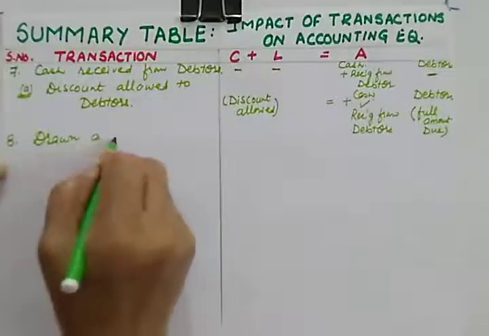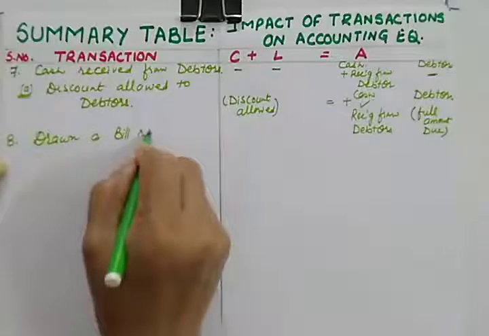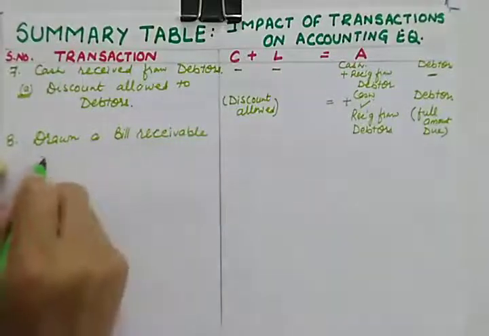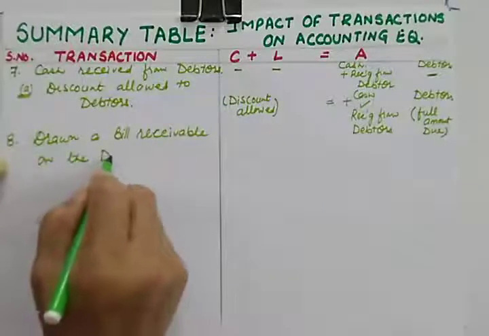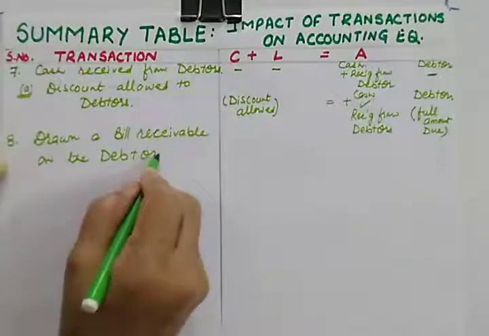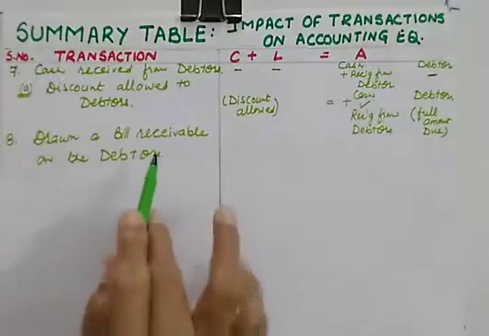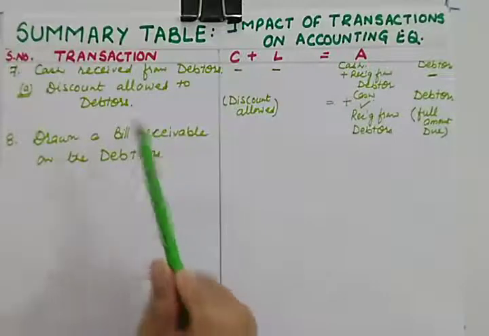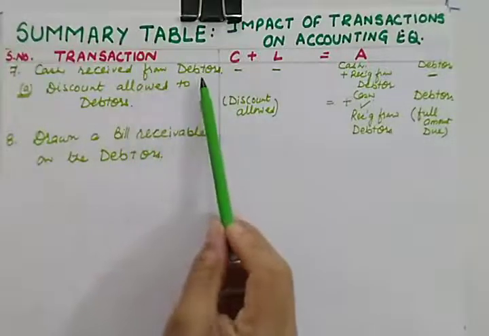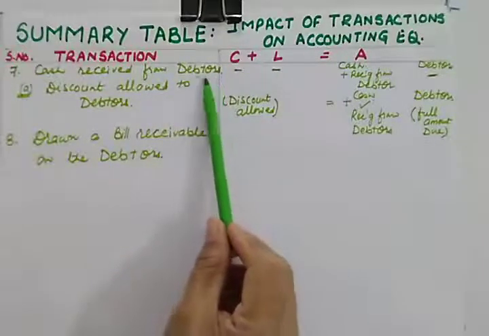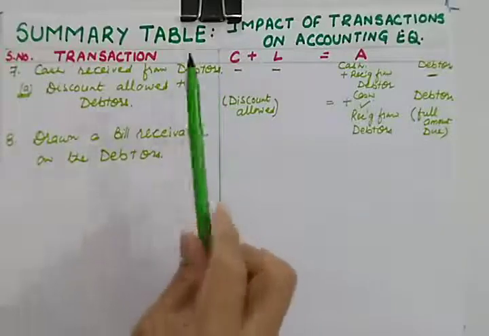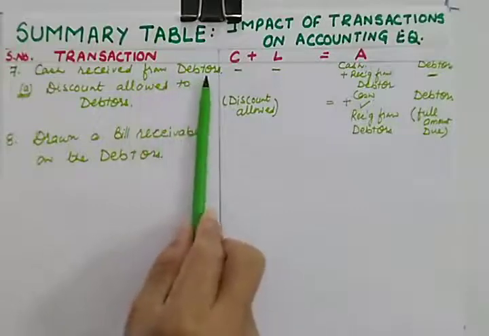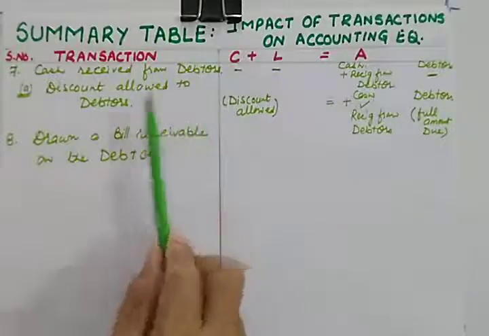Drawn a bill receivable on the debtor. So what is the basic difference between this and this? In this case, a debtor can take 2 months, 3 months or 4 months. There is no limit, but just to make him time bound for making payment, otherwise he will take his own time in making the payment to the firm.